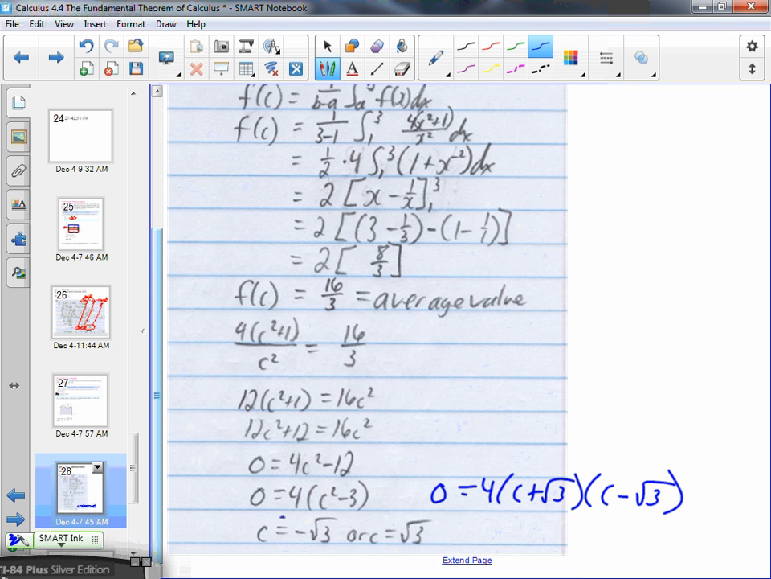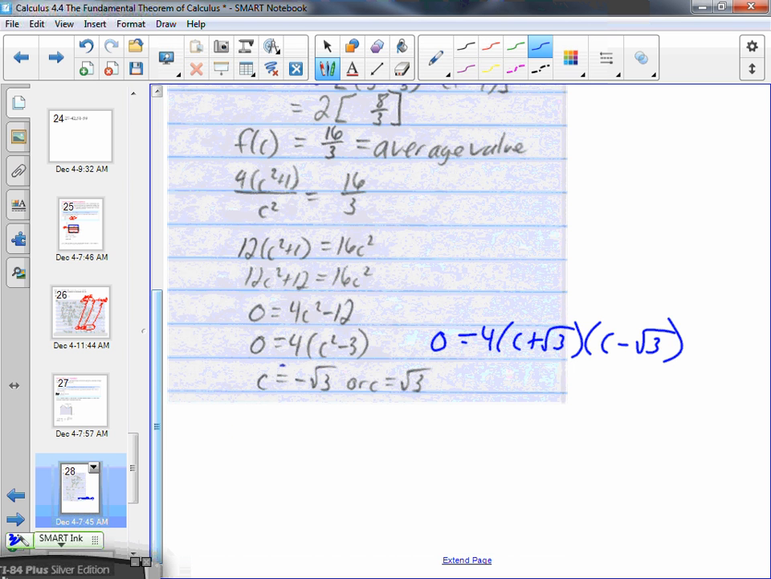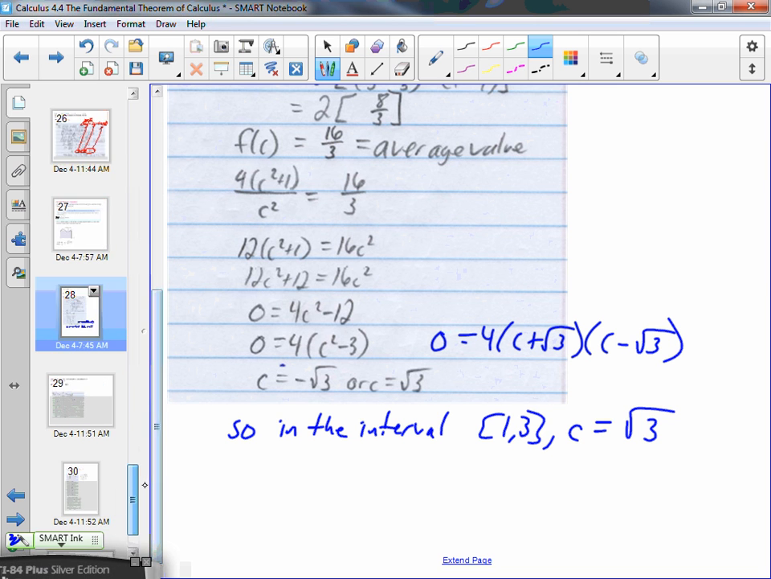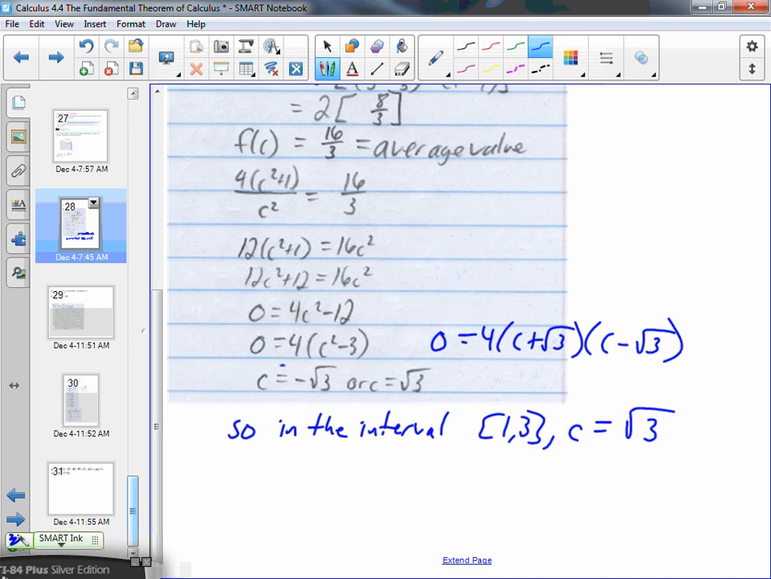All right, and now, are they both in the interval? What's our interval? 1 to 3. So in the interval from 1 to 3, c equals square root of 3. I'll pass. All right, we're doing okay?